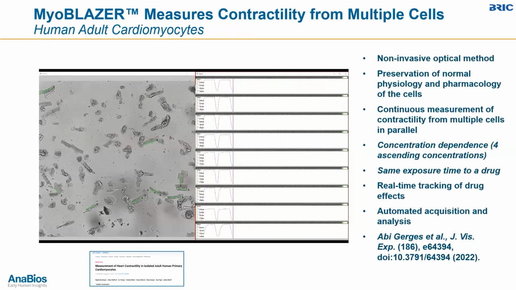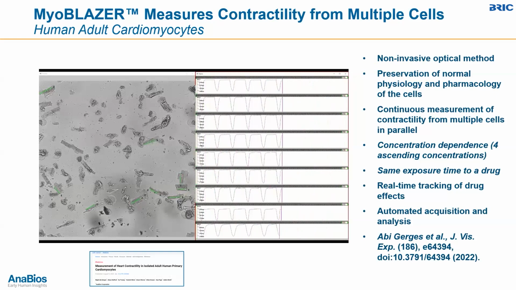At AnaBios, we developed the MyoBlazer, which is a novel platform that allows you to preserve the normal physiology and pharmacology of the cells. And most importantly, it allows you to have a continuous measurement of contractility from multiple cells in parallel. And you can determine the concentration dependency of your compound. You can do 1 concentration up to 4 concentrations. You have the same exposure time to a drug and to a concentration. And of course, a big advantage is that you have real-time tracking of the drug effect throughout the experiments.